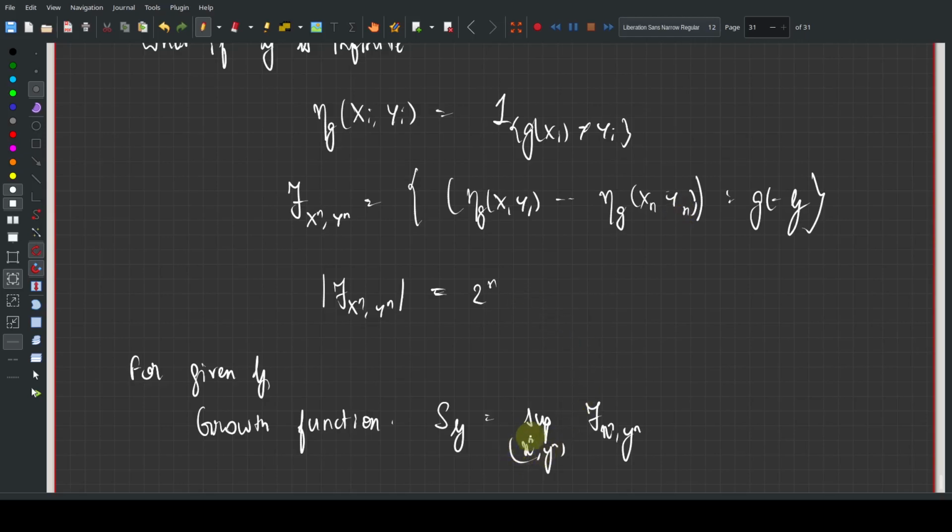You're maximizing over all possible samples, all possible realizations. Yes, all possible realizations.